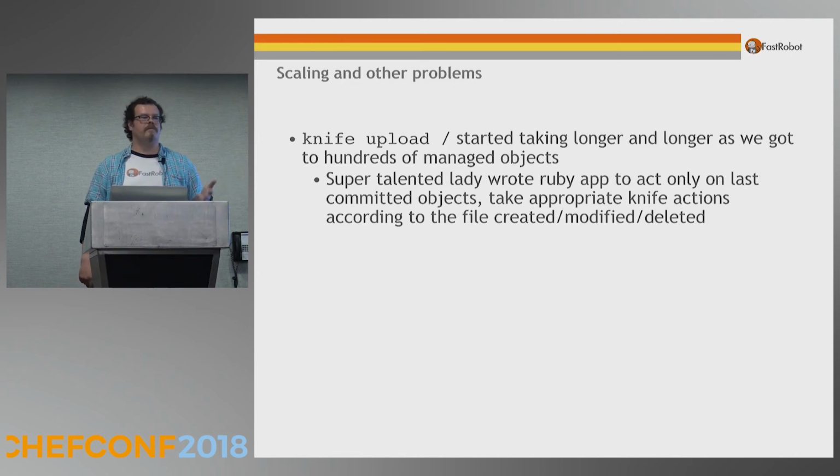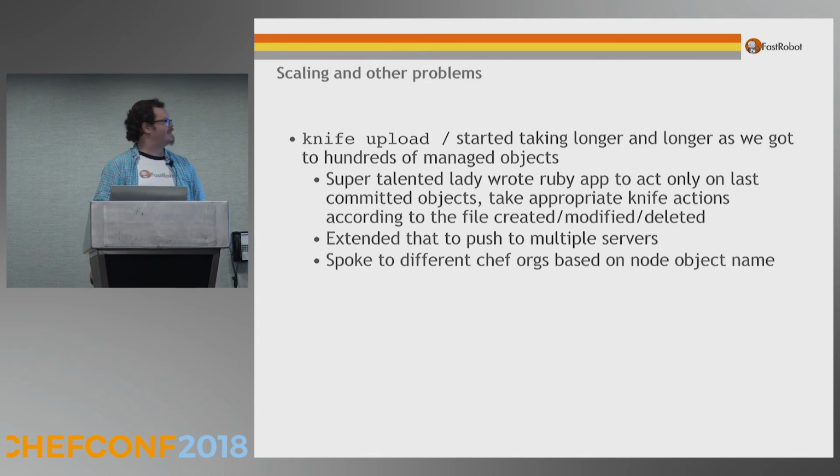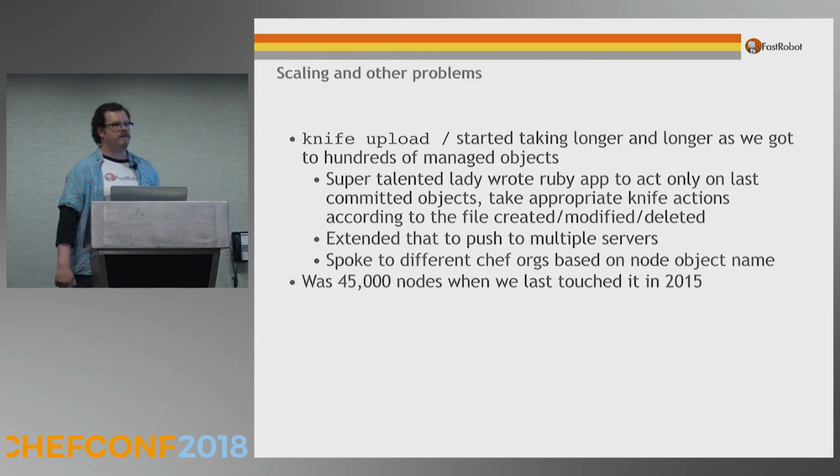We started baking more and more logic into this. The node started with a PP, it was pre-prod and went over here, PR, it was prod and went over there. Various development nodes went to other places, that sort of thing. So we extended that to push to multiple servers, and it was all done in that one application. This scaled to 45,000 nodes by the time I last talked to it.